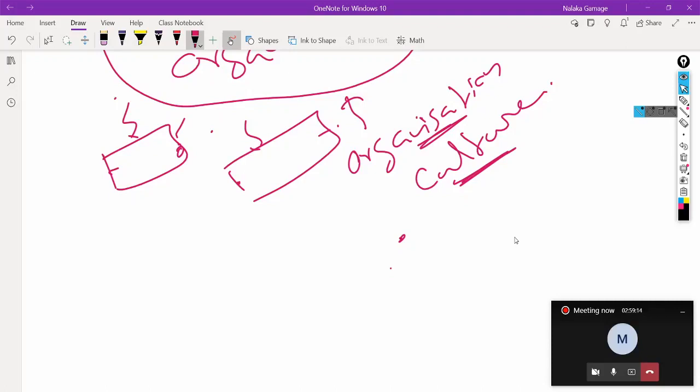So that is their culture. So that is really good. Right? So that is how it should be. Right? So that is culture. That is culture. Likewise, every organization has a culture.